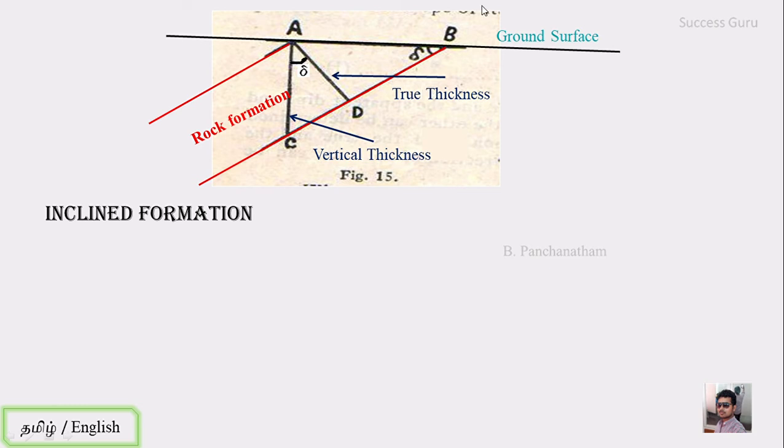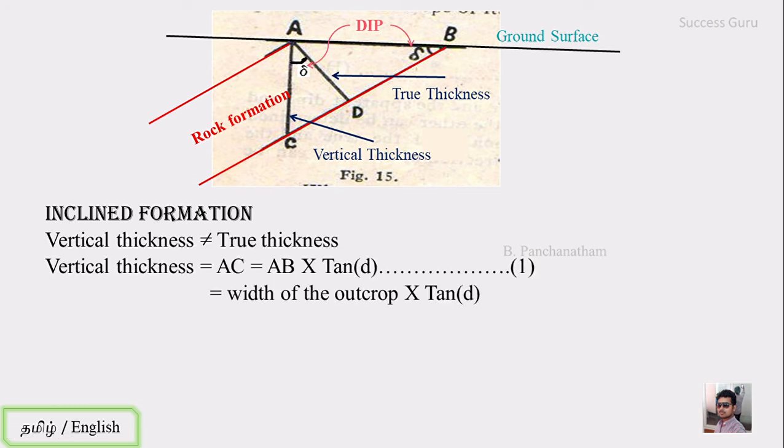I will repeat it once again. There is no issue. The rock formation is inclined and the ground is horizontal, and this thickness, this line that is measured in the vertical, the upper and lower contact, is considered the vertical thickness, and the true thickness is the one which is measured perpendicular to the bedding plane. So for inclined formation, the true thickness is not equal to the vertical thickness, and this is the dip of the rock formation. In your previous case, we were considering the slope of the surface. In this case, we are considering the dip of the formation.